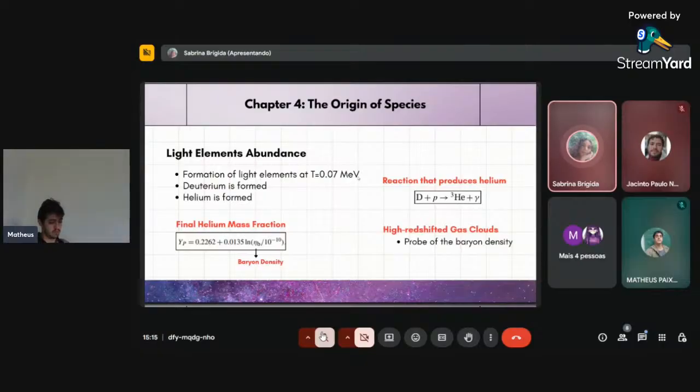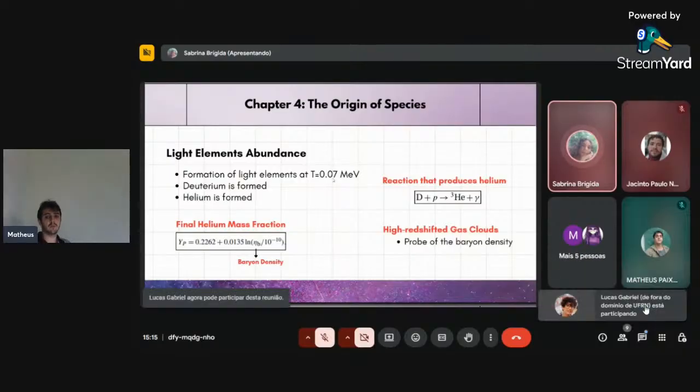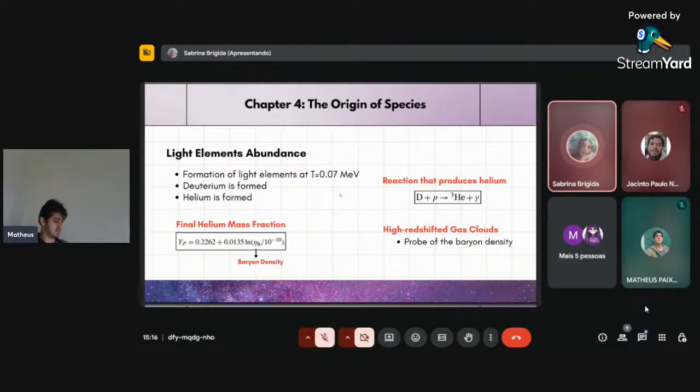Then deuterium starts to react with protons, and from this we begin to have the production of helium, for example. In addition, almost all neutrons at this temperature will go on to form helium-4. So the final abundance is given by a value of 0.22%. This results in a high presence of light elements in the universe.